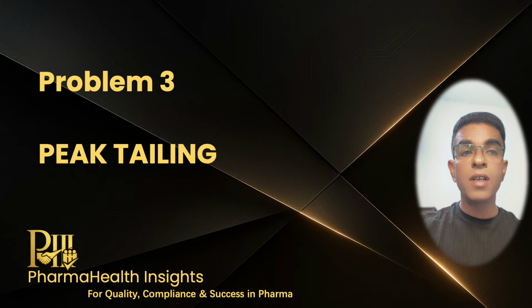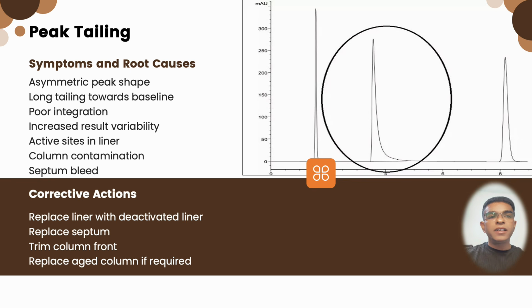Now that the response is adequate, the next issue analysts commonly observe is abnormal peak shape. Peak tailing indicates interaction between analyte and active sites within the GC system. This commonly occurs due to contaminated injector lines or degraded column surfaces. Septum bleed can also contribute to tailing, particularly at high injector temperatures. The correct troubleshooting approach is to first replace the liner and the septum. Only if the problem persists should column trimming or replacement be considered.